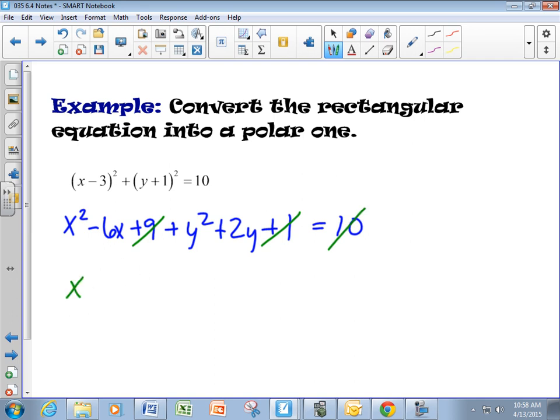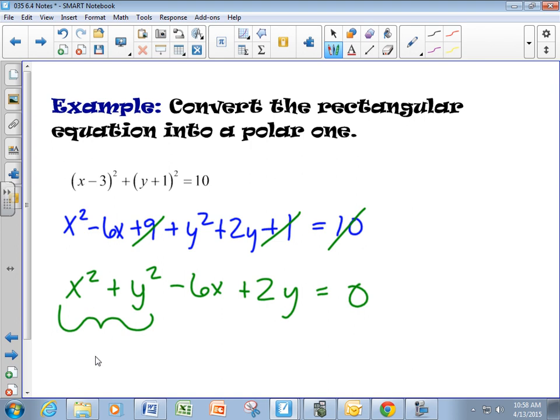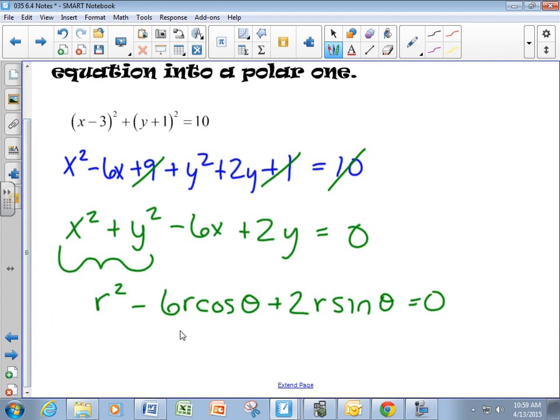So right now I have x squared. I'm going to rearrange the order here, plus y squared minus 6x plus 2y equals 0. I did that because I recognize x squared plus y squared is one of my conversion equations. It equals r squared. Now I could replace my x with r cosine of theta. I can replace my y with r sine of theta. So right now I've got all my r's and thetas. x's and y's are gone.